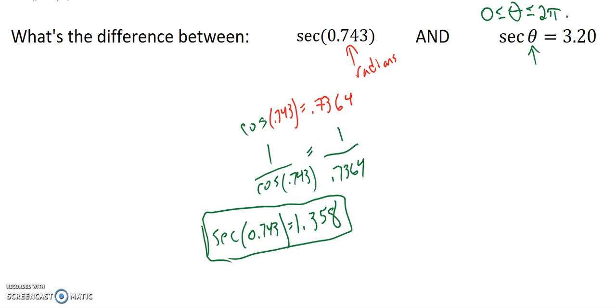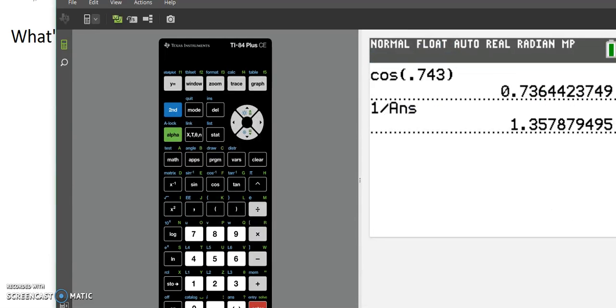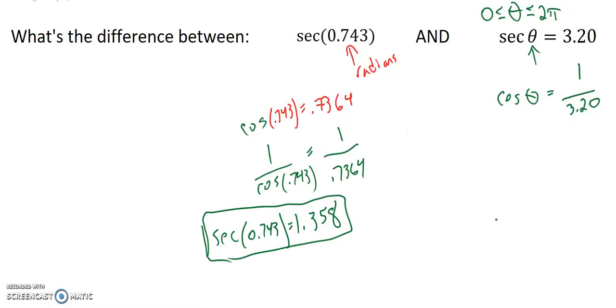I don't have an inverse secant button on my calculator, so I'm going to start by saying, hey, I know that if the secant of theta is 3.20, that must mean that the cosine of theta is the reciprocal of 3.20. So I'm going to figure out what angle has a cosine of that reciprocal. I can go to my calculator. 1 divided by 3.20. And it turns out I'm looking for an angle who has a cosine of 0.3125.